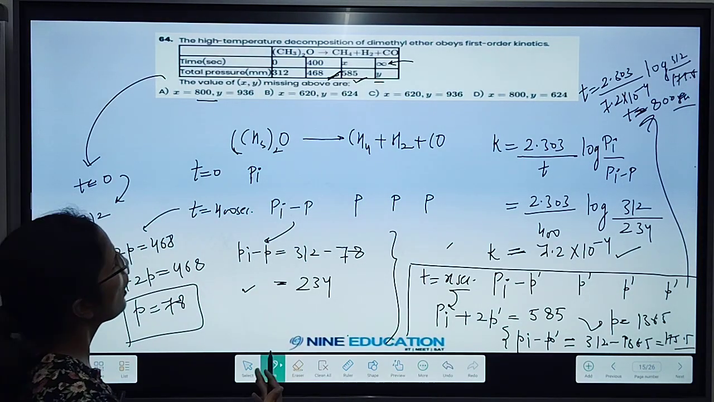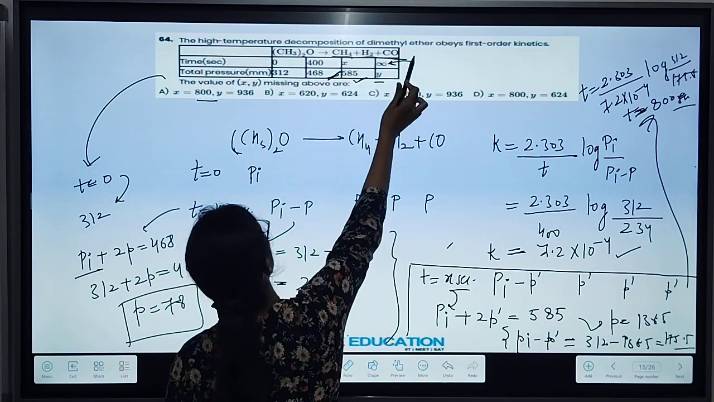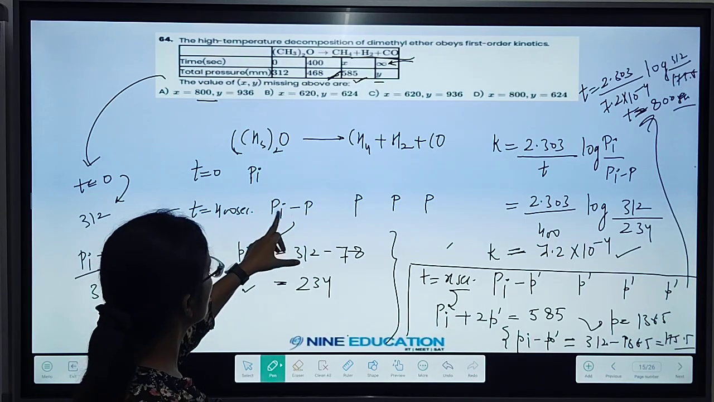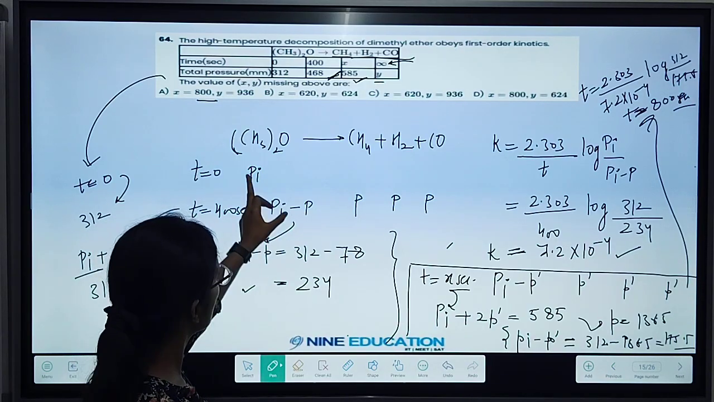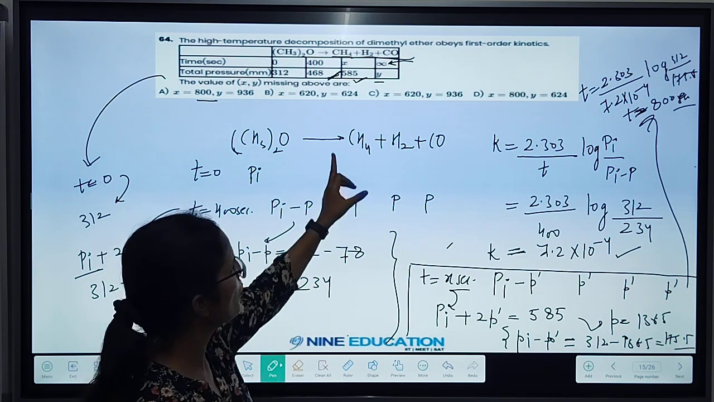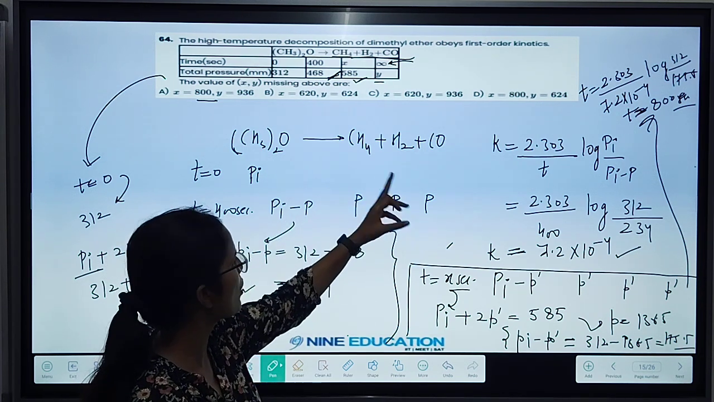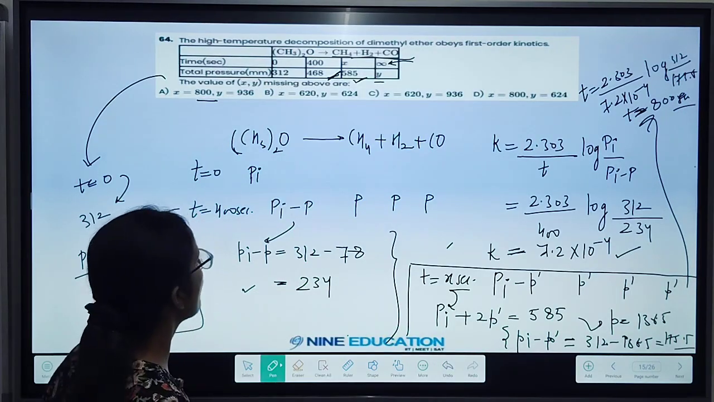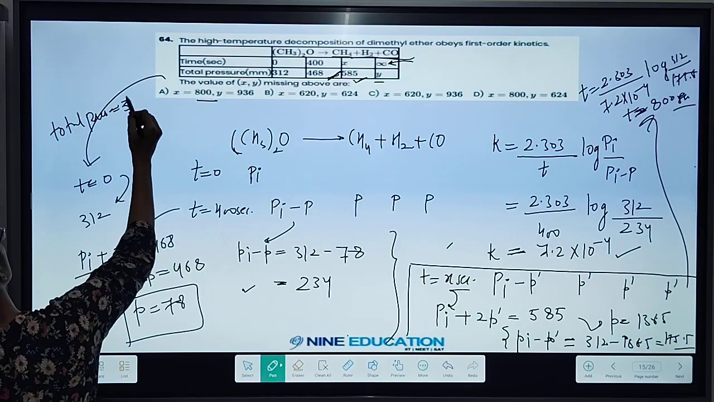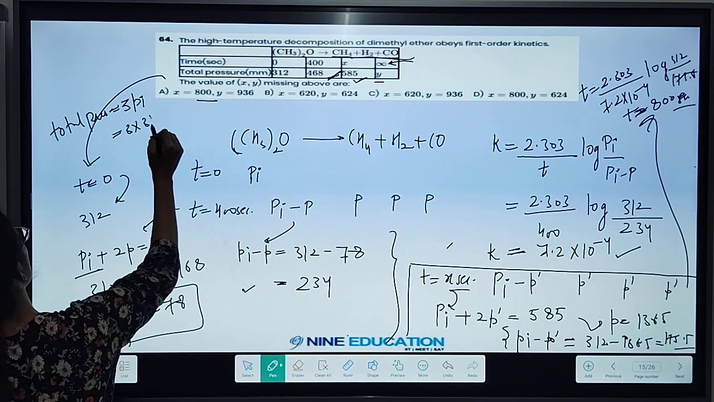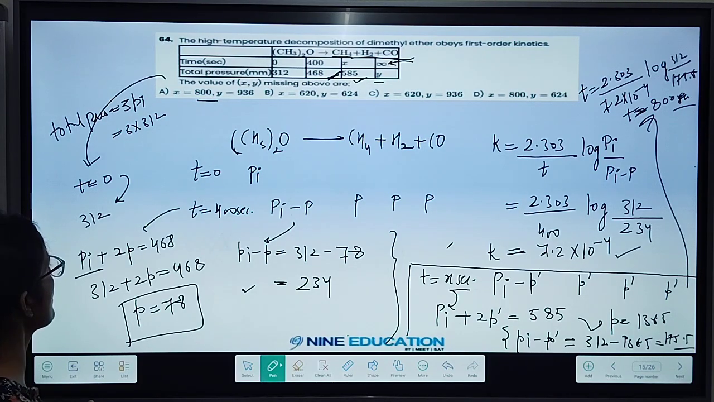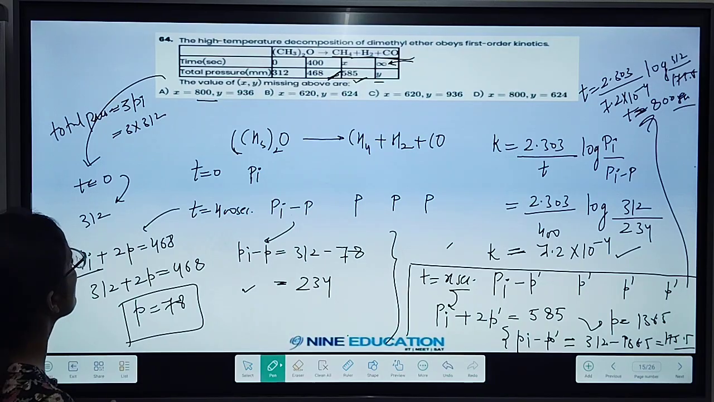Just understand, in this case if we assume the reaction will be completed in infinite time, all the ether will be completely dissociated, which means P will be Pi only, and the moles of CH4, H2 and CO formed will be Pi, Pi and Pi. So the total pressure can be given as 3 Pi, which means 3 into 312, which should simply come to 936.